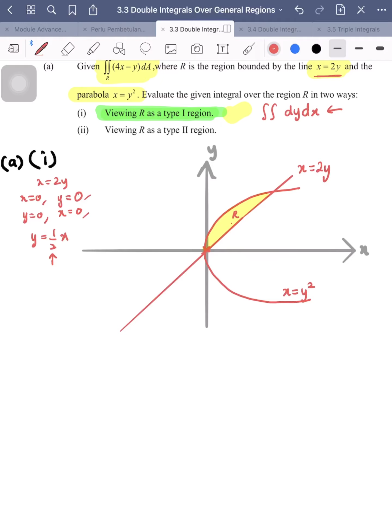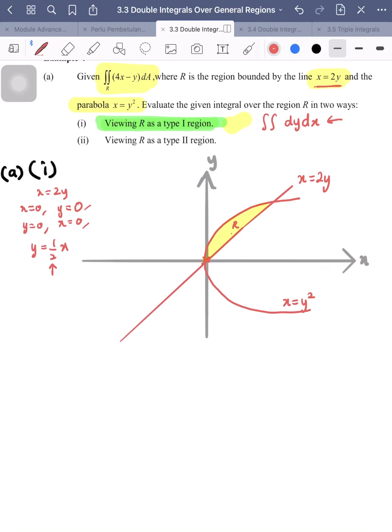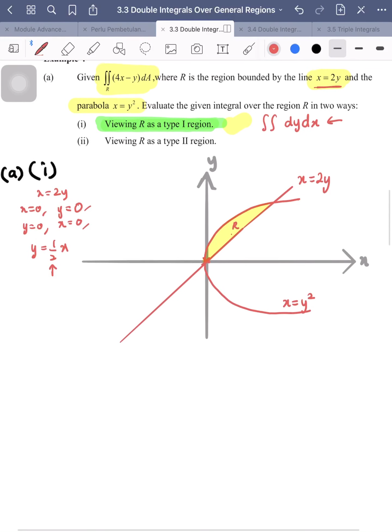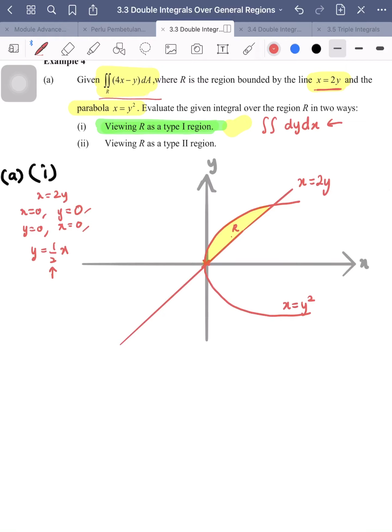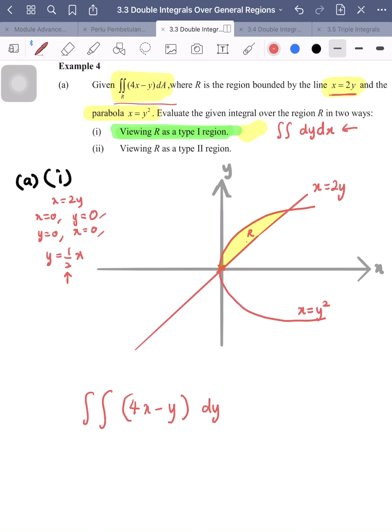Okay, next, to get the limits. Since they ask you to evaluate, it means that they ask you to solve the given integral, so we write the given double integral of 4x minus y, and viewing it as a type 1 region means dy dx.